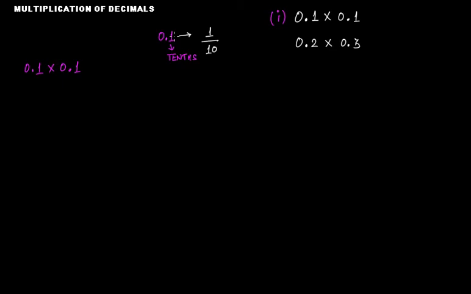So this 0.1, since 1 is at the tenths place, we can write it as 1/10. And we have to multiply it. Now this is multiplication of two fractions, right? So how will we perform it? We multiply the numerators together, and then we multiply the denominators together. So this is 1/100.